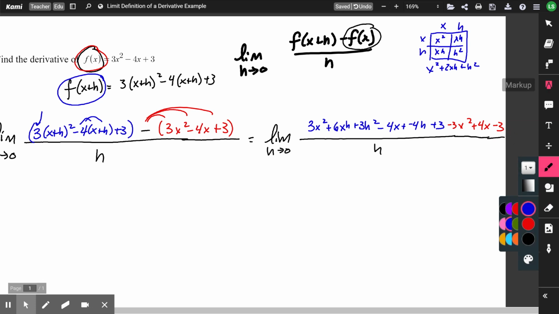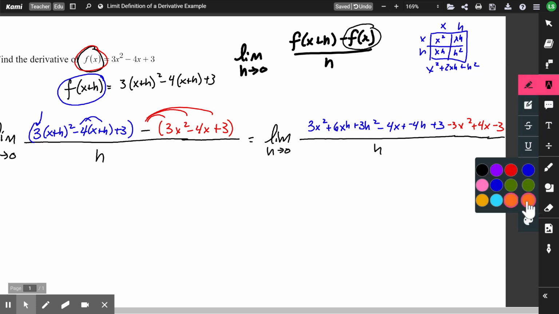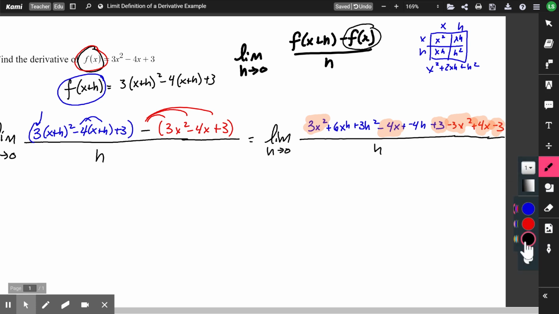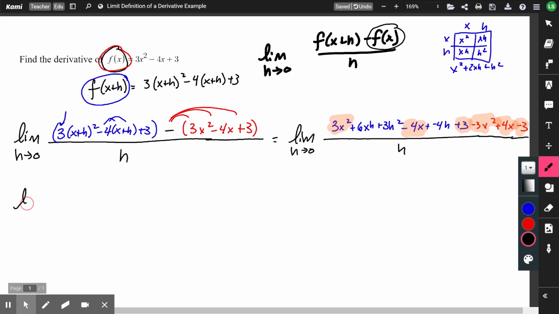And now we're going to look for any like terms and combine any like terms together. So we have this 3x squared and this -3x squared, which will cancel. We have a -4x and a +4x, which will cancel. We also have a +3 and a -3 that will cancel. So now what are we left with?